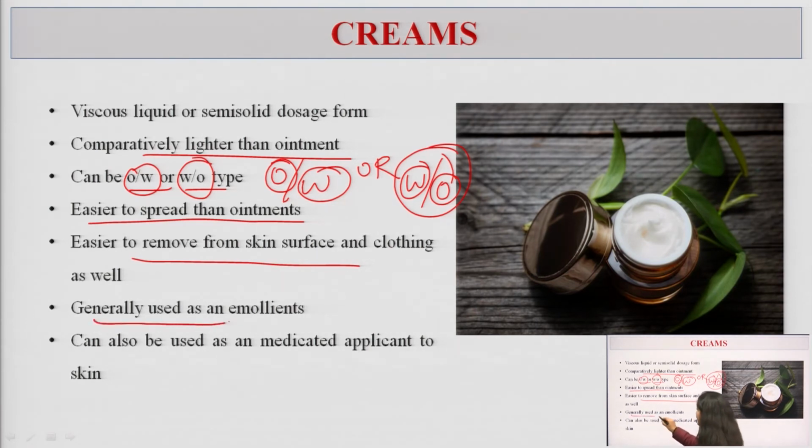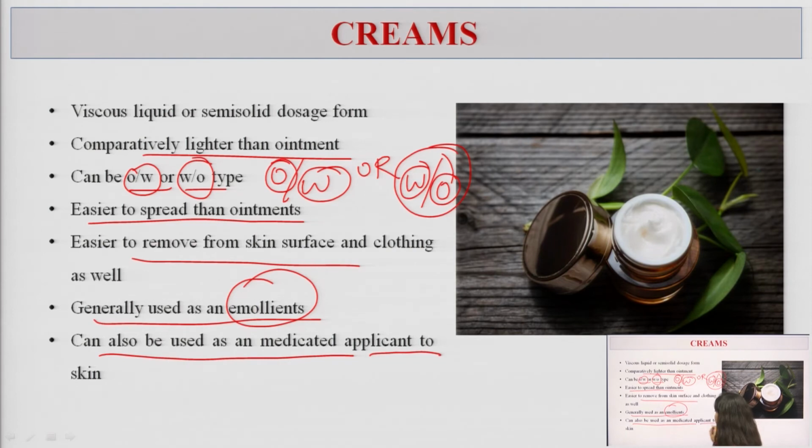Generally, it is used as an emollient. Majorly, I would like to add here that creams are also of a medicated type, but at the same time they are also used as non-medicated, that is, for emollient purposes as well. They can also be used as a medicated applicant to the skin. Here the classification of creams occurs: creams can be used for medicated purposes and they can be useful for non-medicated purposes as well. Non-medicated means for protection or for a cosmetic function.